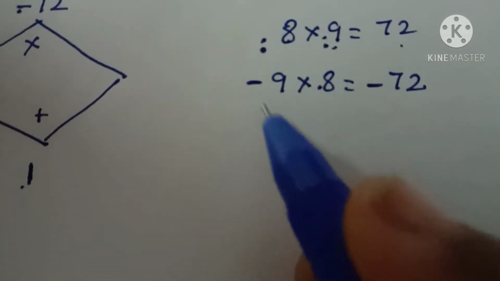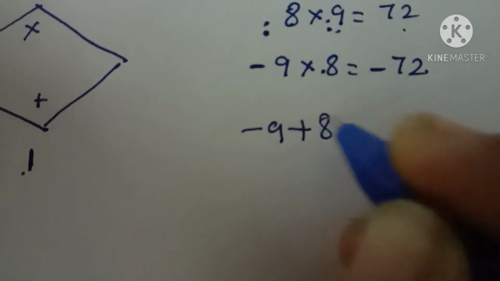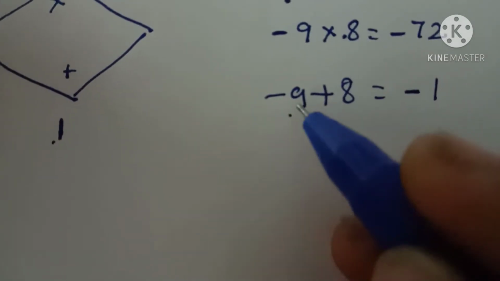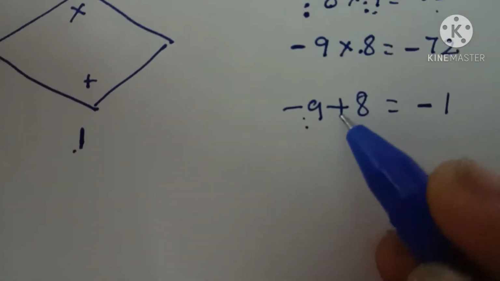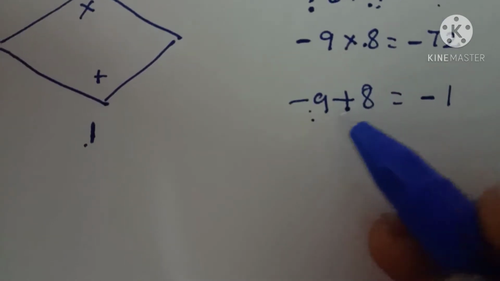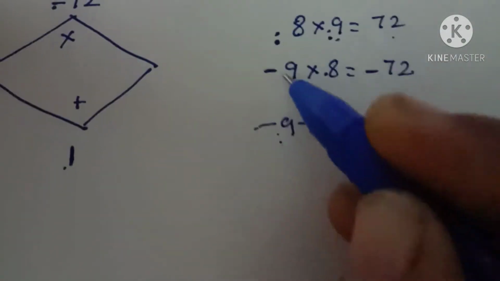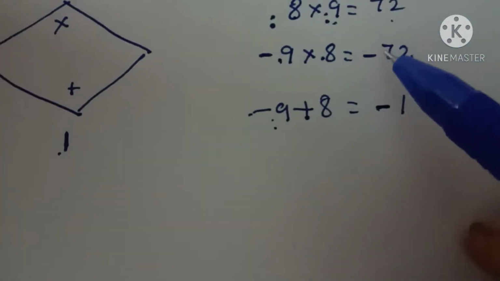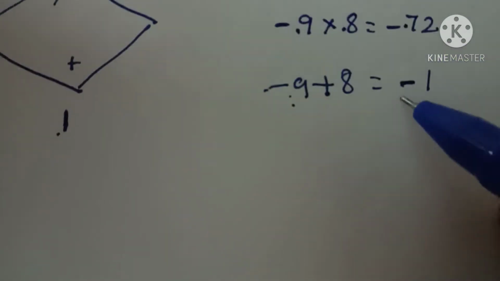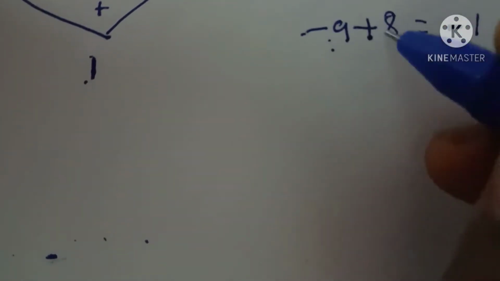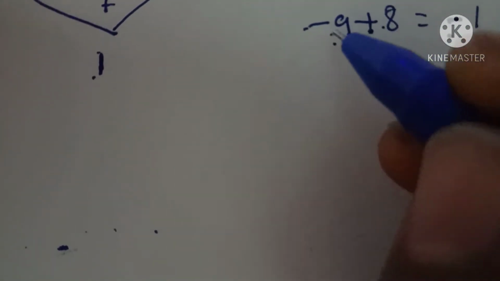So if you had here minus 9 plus 8, you will get minus 1, because alternate symbols mean you have to subtract. 9 minus 8 is 1, and the greater number sign is minus 1. So if you put the minus sign to 9, you will get minus 72 when you multiply. But when you add, you are getting minus 1. But here you need to get plus 1. So change this minus sign to minus 8.